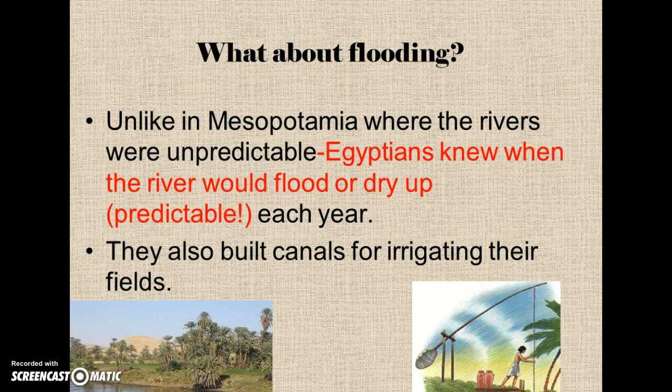Flooding also occurred in the Nile as well as in the Tigris and Euphrates, but unlike in Mesopotamia, where the rivers were unpredictable, the Egyptians knew when the Nile would flood or dry up. In fact, it was so predictable that they would base their calendar on it. And like the Mesopotamians, they also used canals for irrigating their fields. You can see a picture right here of them irrigating. This is called a shaduf, and they could use the bucket and then swing it around to get the water into the fields.